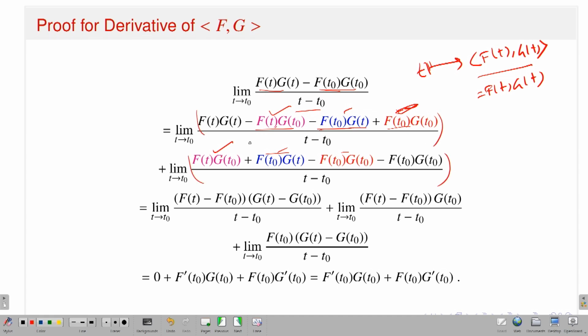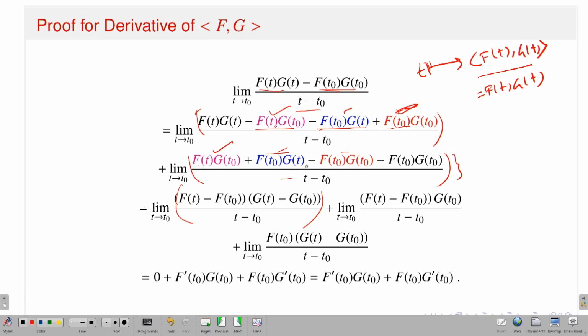So that limit I can break up into this plus this. Now what you have to do is just try to rearrange those terms, nothing else. So look at the first term. This is nothing but, you can write, capital F(t) G(t) minus capital F(t) G(t naught) minus capital F(t naught) G(t) plus capital F(t naught) G(t naught), in this kind of form. And this limit, you can break up into two parts.